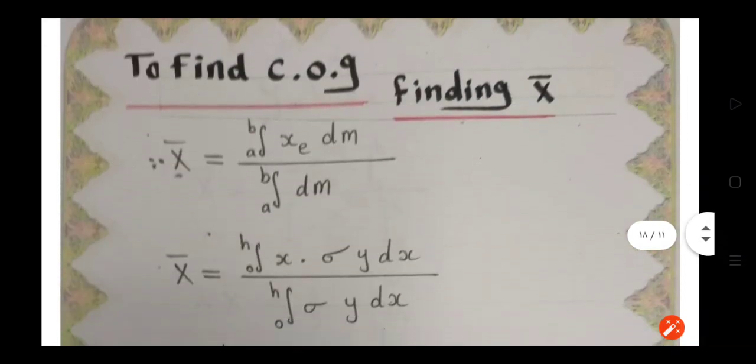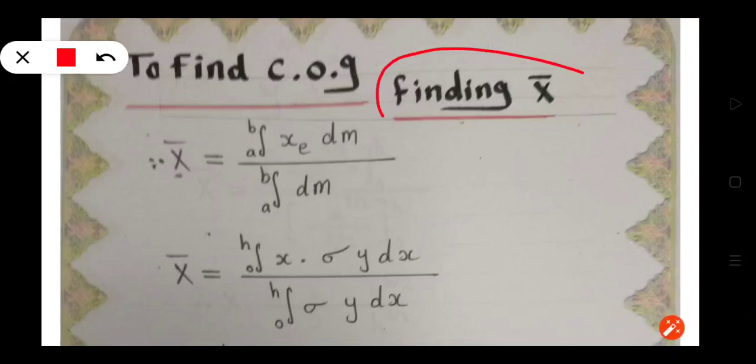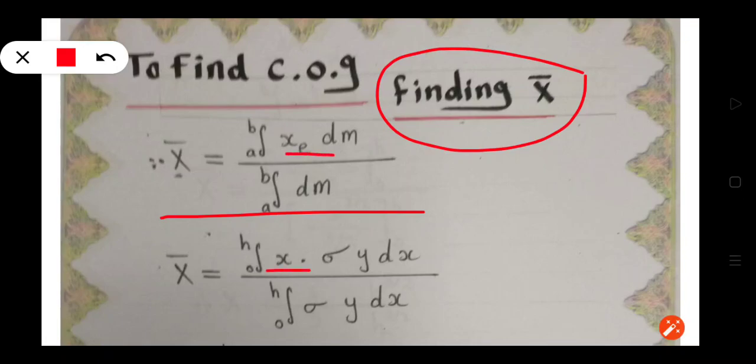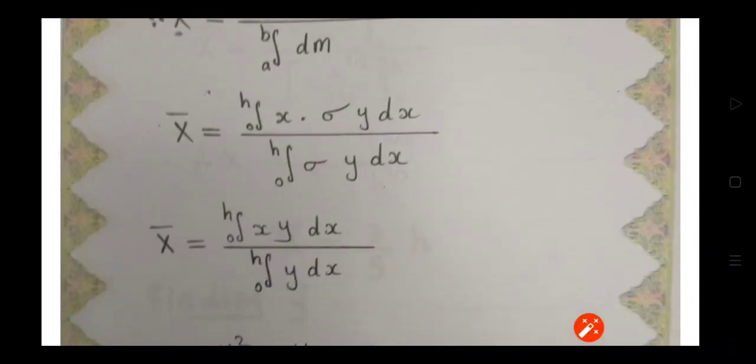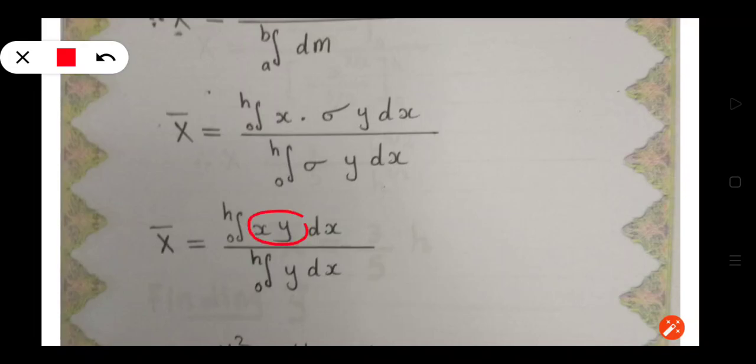To find the center of gravity, finding x bar equals the definite integral from a to b of xe dm over the definite integral from a to b of dm. Xe in this case equals x, and dm equals sigma y dx, and also the numerator dm equals sigma y dx. Now we can cancel sigma by sigma. So we have the integration from 0 to h of x y dx over y dx. We can solve this integration with respect to x, so we should find the value of y in terms of x.